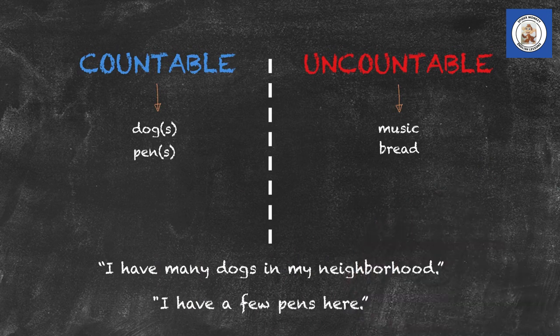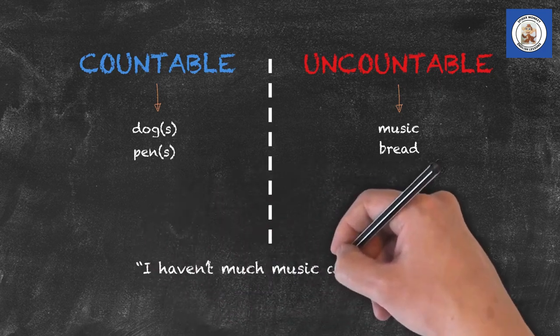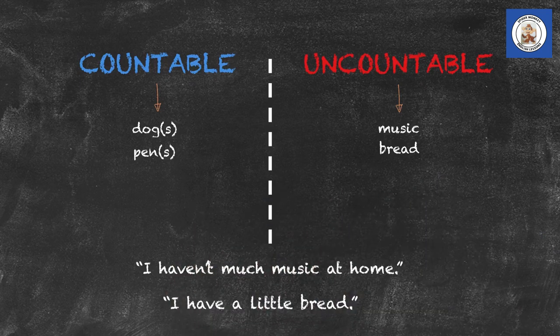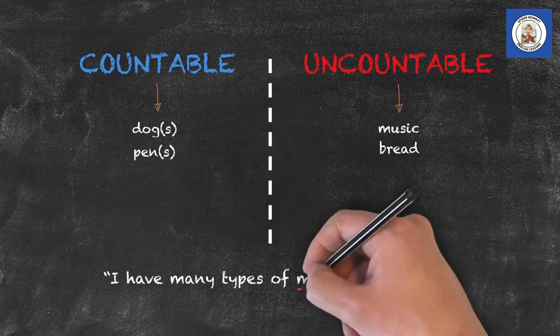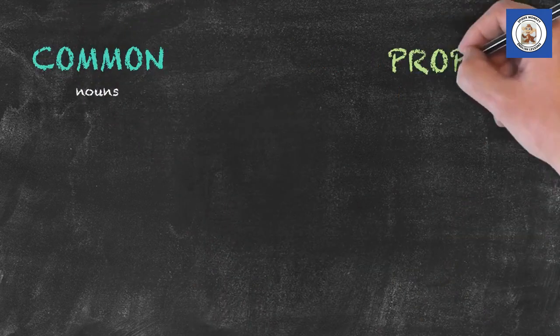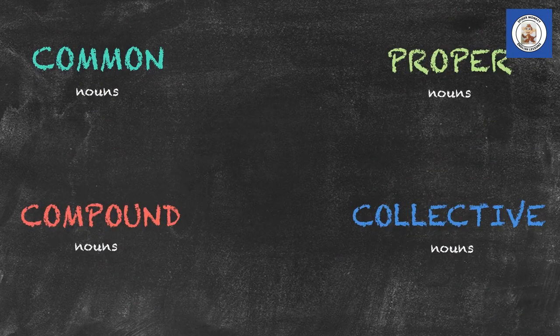However, if I want to talk about music or bread, I need to use words such as, I haven't much music at home, or I have a little bread. These nouns are uncountable. We cannot normally pluralize them. For example, I cannot say, I have many types of musics at home. Further subcategories of nouns include common nouns, proper nouns, compound nouns, and collective nouns.